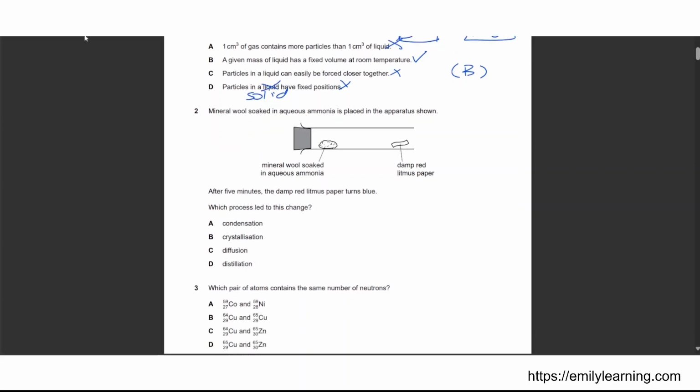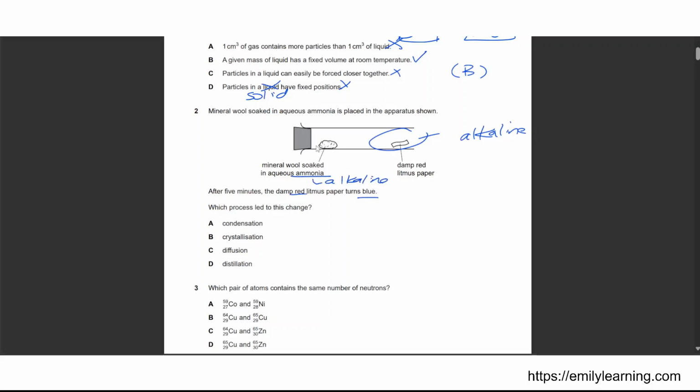Moving on to question 2, mineral wool soaked in aqueous ammonia is placed in the apparatus shown. After 5 minutes, the damp litmus paper turned blue. So if a red litmus paper turned blue, it shows that it has detected something that is alkaline. And we know that ammonia is alkaline.